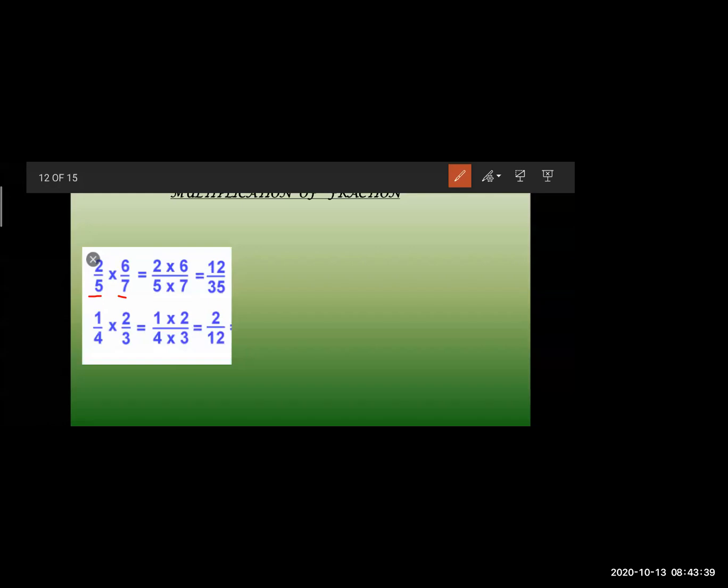So what we are supposed to do is multiply numerator by numerator and denominator by denominator. Nothing else we have to do. Here we will multiply 2 multiplied by 6, 5 multiplied by 7. 2 multiplied by 6 will give you 12, and 5 multiplied by 7 will give you 35. 6 twos are 12, 7 fives are 35. This is your answer. So multiplication of fractions is very easy. We just have to multiply numerator to numerator, denominator to denominator.